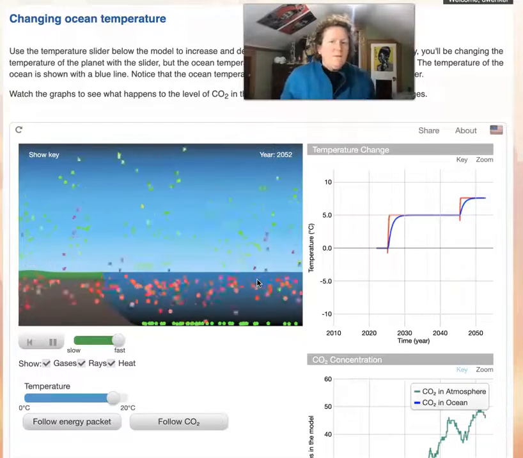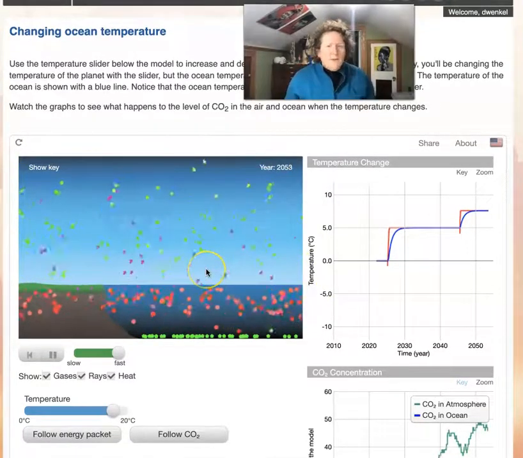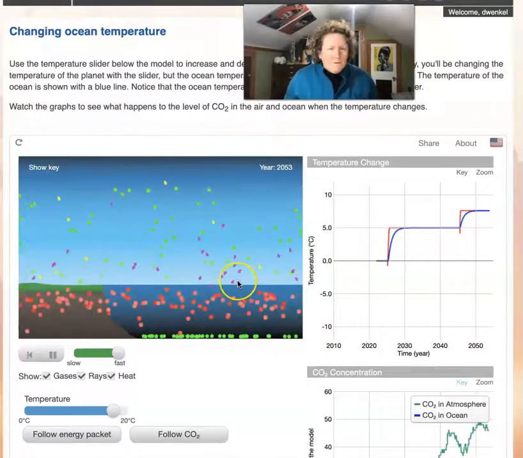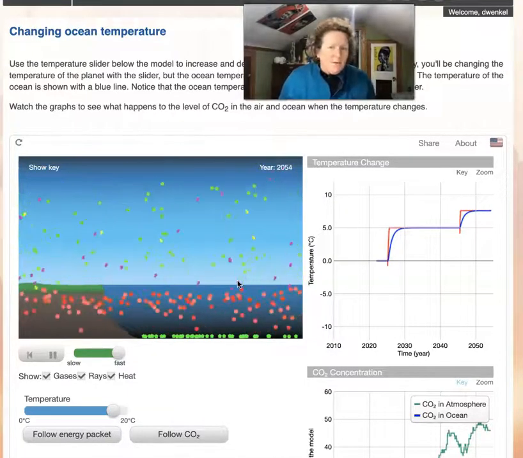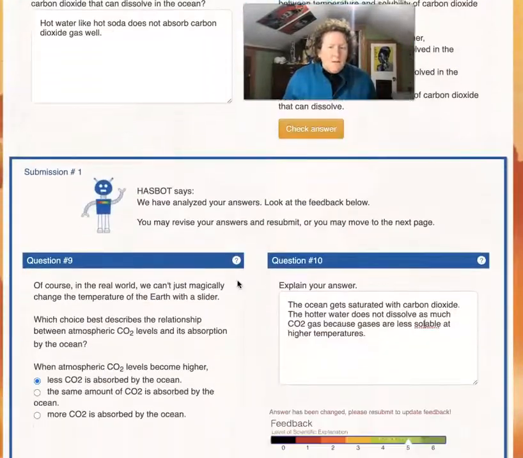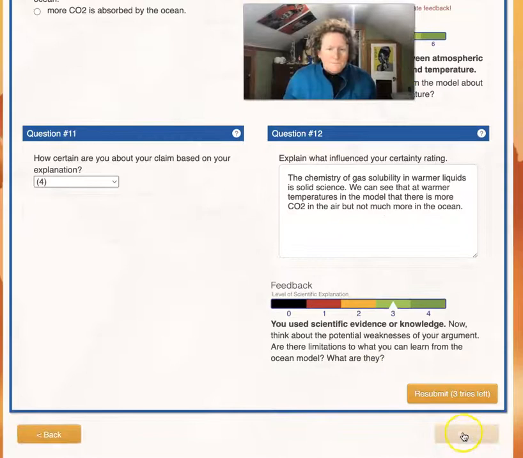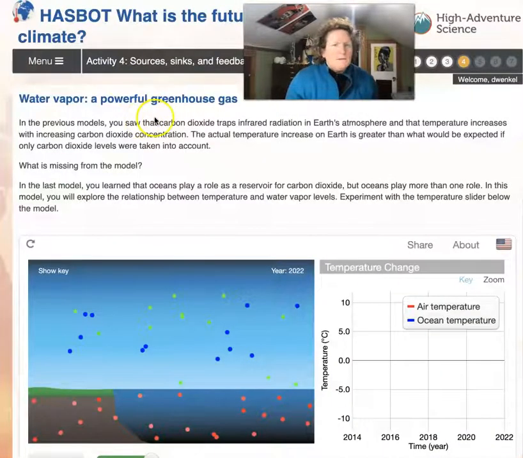We don't have all the information in this model. We don't have all the greenhouse gases. We don't have ice caps. We don't have clouds. We don't have water vapor. There's a lot of things we're missing. So that's a limitation of our model that we could add to our explanation in question 12. So now we have to think about water vapor. We're making our model more complex, and if we make a model more complex, that can make it more accurate. Not always.